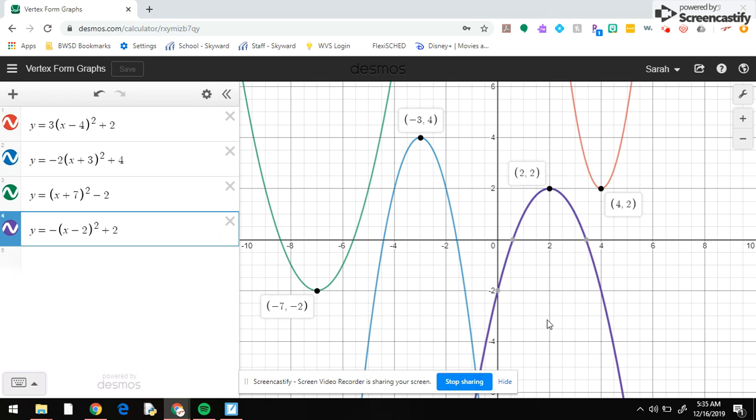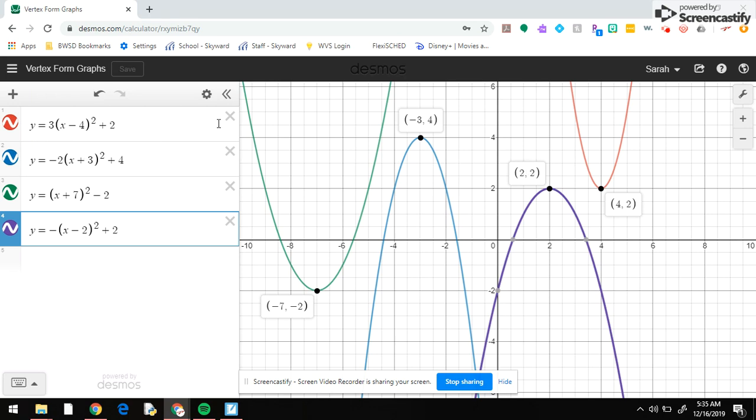And look at that one. So take a look at these. Look at the h values. We have -4, 3, 7, -2. What I notice with these h values is if we take the opposite of all of these h values, so we take -4 becomes 4, 3 becomes -3, 7 becomes -7, and -2 becomes +2, we actually find the x-coordinate of our vertex, which is kind of helpful.